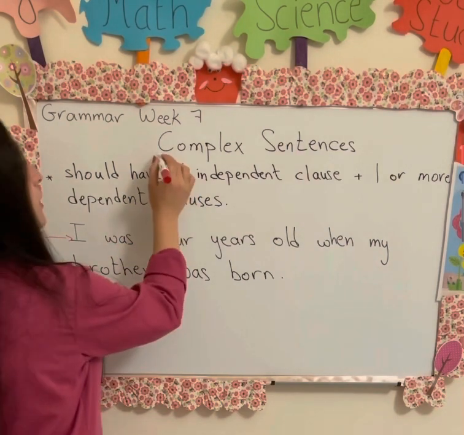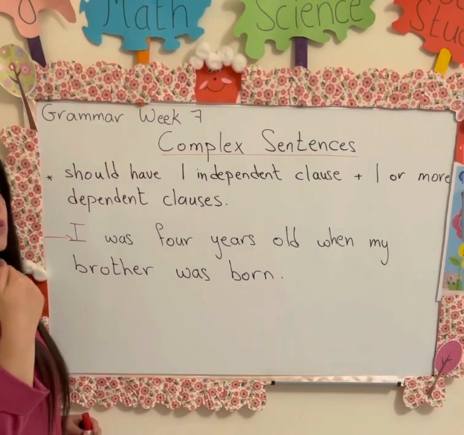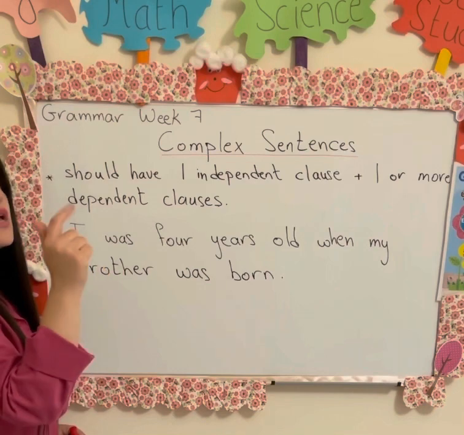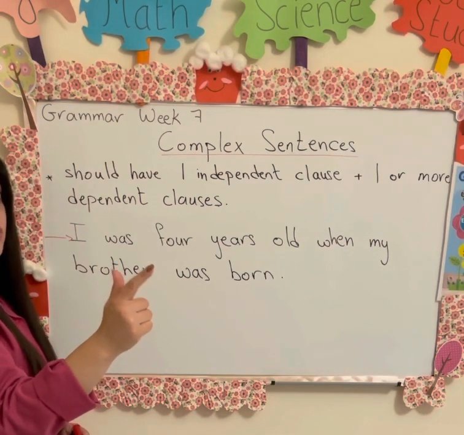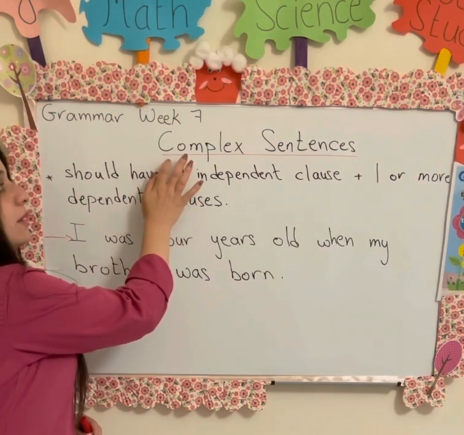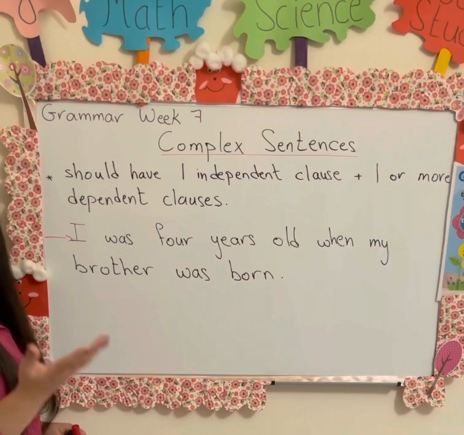It's about complex sentences. So we previously learned about simple sentences, which have one independent clause, and compound sentences, which have two independent clauses. Now we're going to learn about complex sentences. What do they consist of?